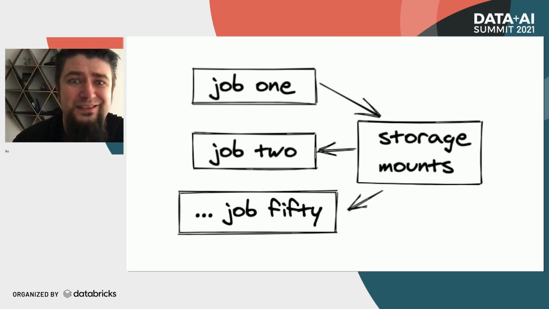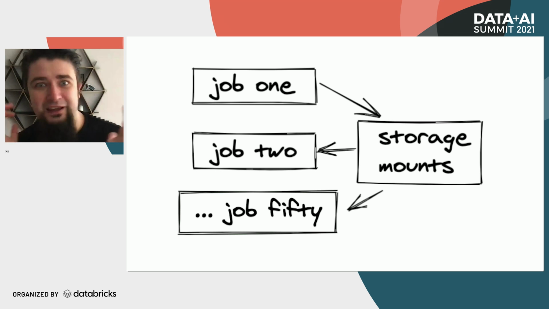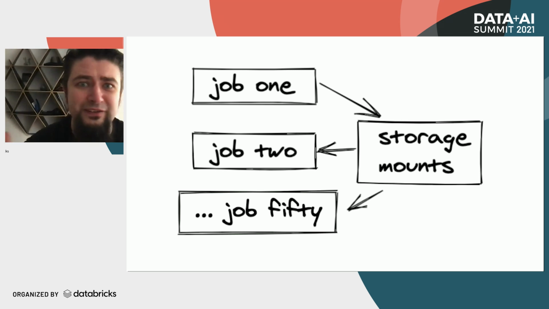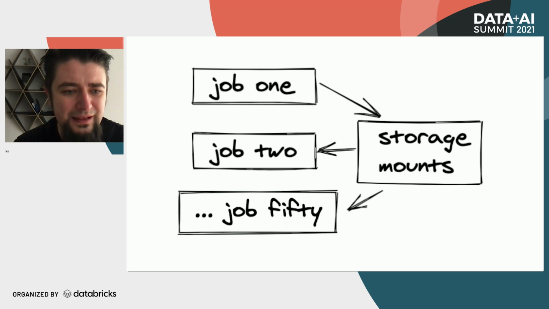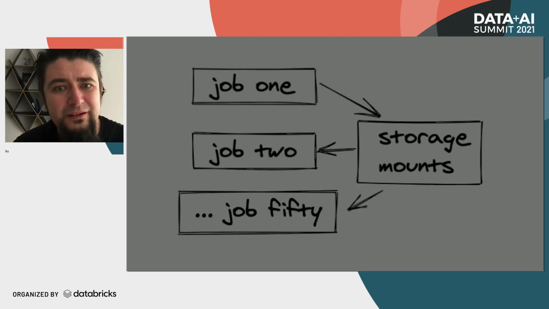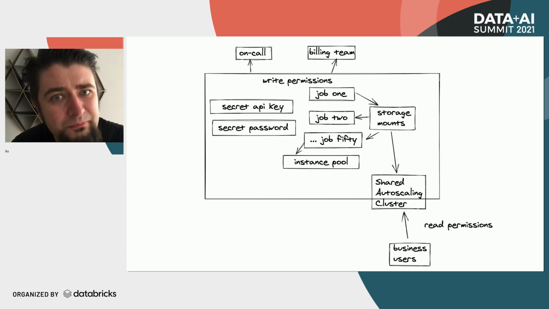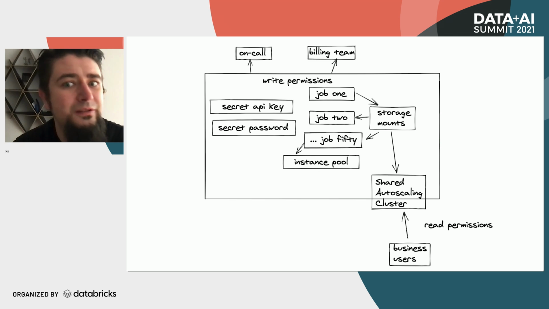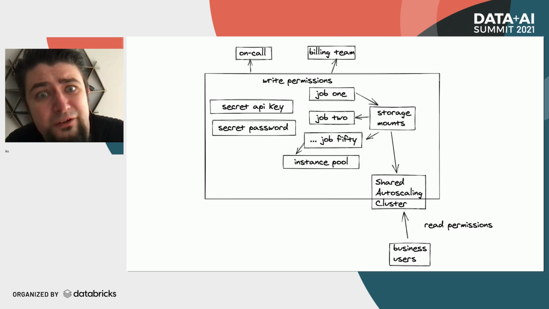So companies usually start with a job, a second job, a third job. They make like 20 different jobs that work with storage and mounts. Well, they work with it for a couple of months and they slowly bring that to production. And in production, they have to start adding permissions to their on-call teams and to their billing teams and to their business users, to shared auto-scaling clusters, and they have to control permissions. Otherwise, they're not compliant with security policies of their organization.